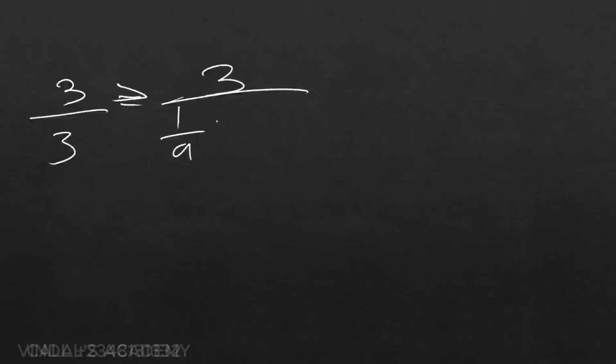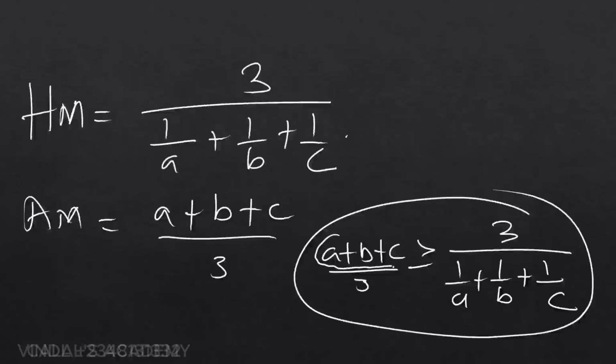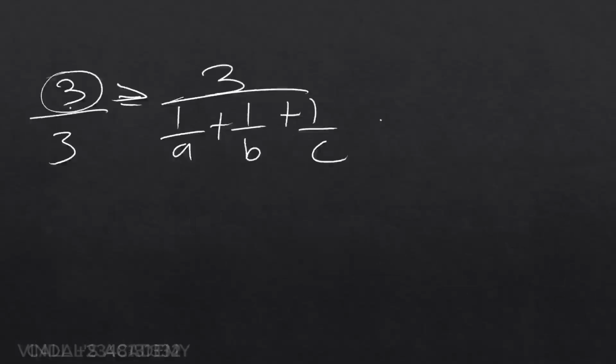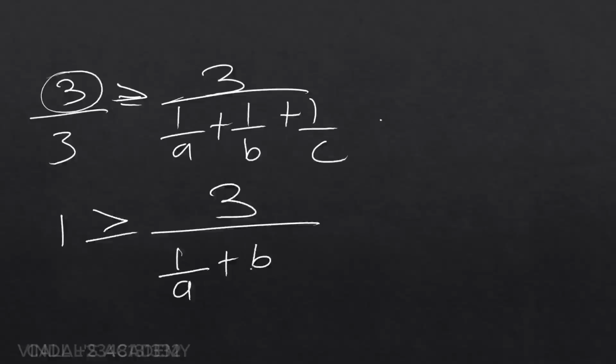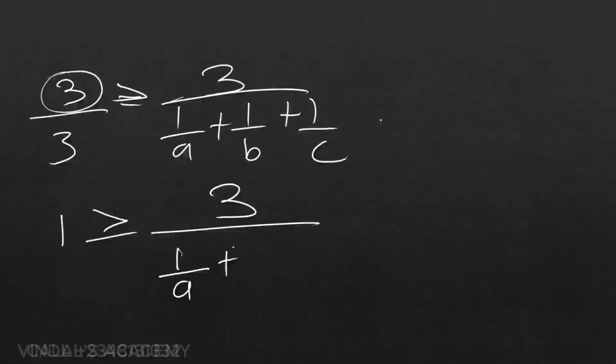So I'm going to have that 3 over 3 is greater than or equal to 3 all over 1 over A plus 1 over B plus 1 over C. Now, remember what that 3 is? That 3 is A plus B plus C, which is this 3. So 3 divided by 3 is 1, which is greater than or equal to 3 all over 1 over A plus 1 over B plus 1 over C.